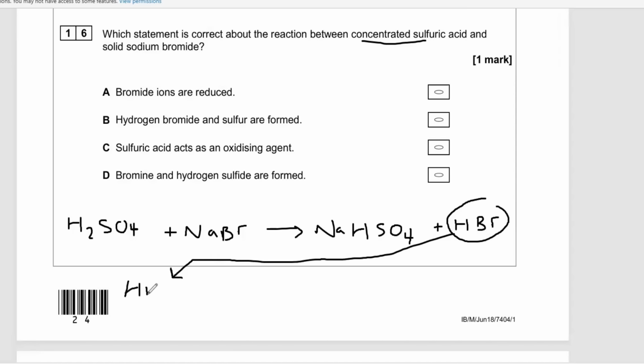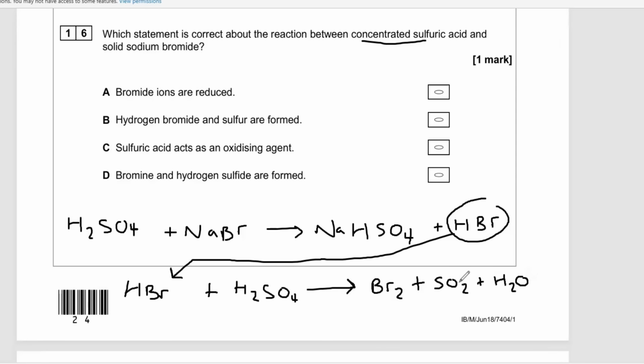But what happens here is the hydrogen bromide that's formed in the first step of this reaction goes on to react with some of the excess sulfuric acid, and a redox reaction occurs. And during the redox reaction, the bromide is acting as a reducing agent, and it basically forms bromine. You're going to get the color of bromine, so you should be able to observe that.